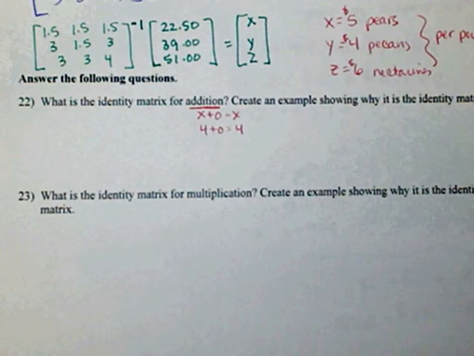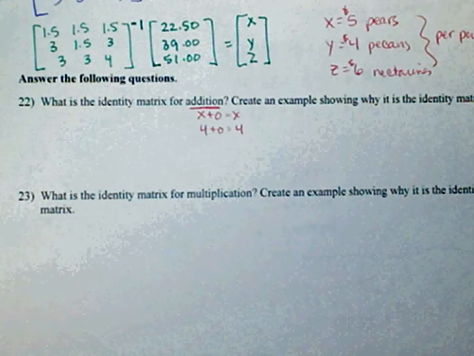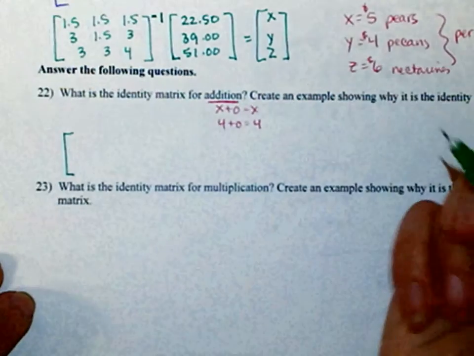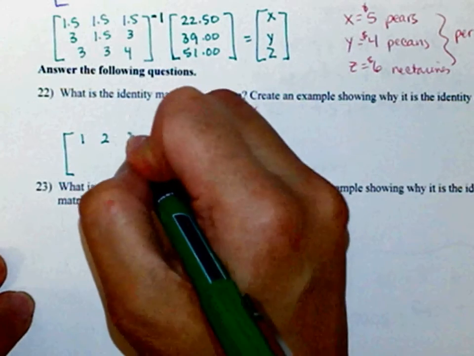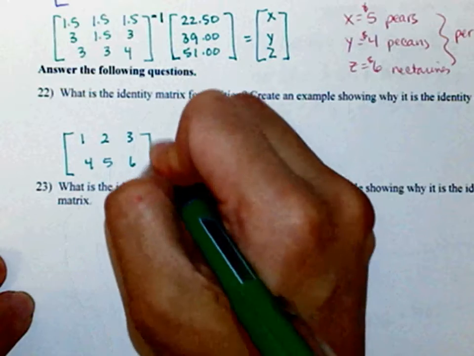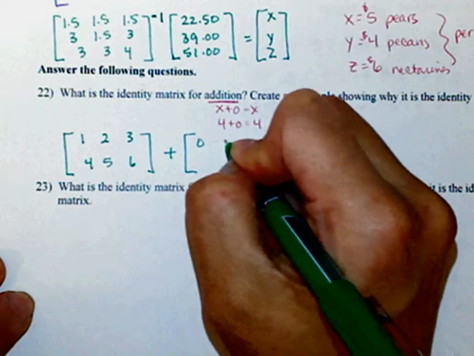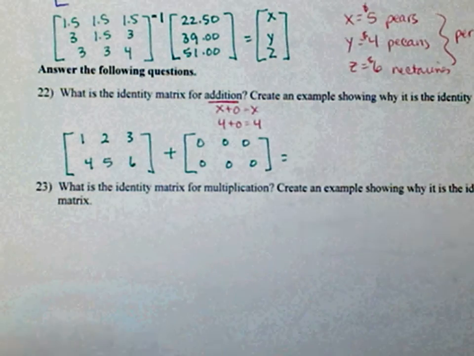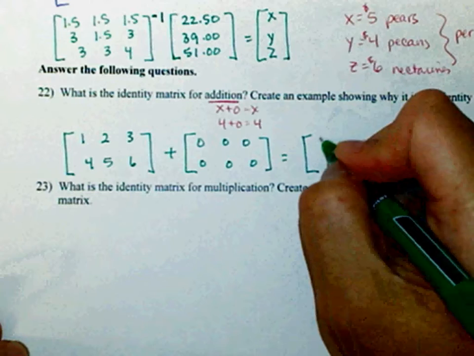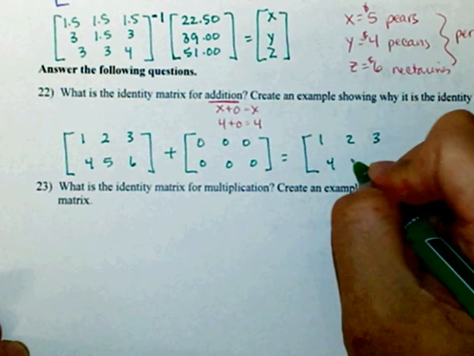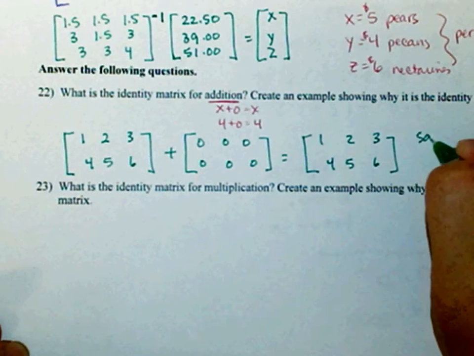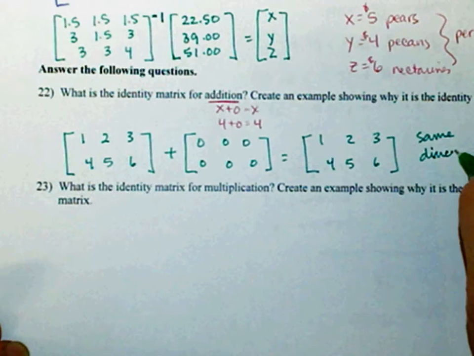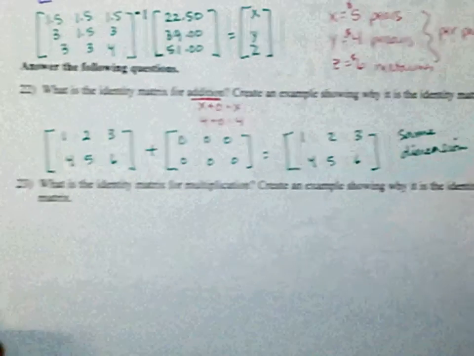So let's create an example showing why it is the identity matrix, okay? So for example, I'm going to pick some easy numbers. Say I have 1, 2, 3, 4, 5, and 6. If I would have added every one of these numbers to 0, guess what you're going to get? The same solutions. Just make sure your dimension is the same, okay? The dimension has to be the same. Same dimension. And there's your addition matrix.